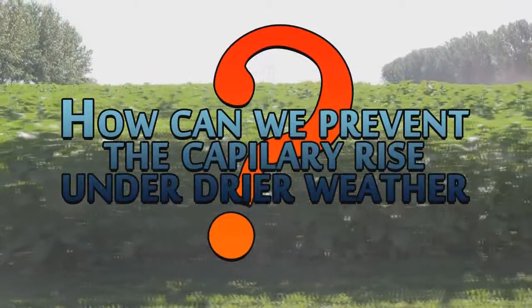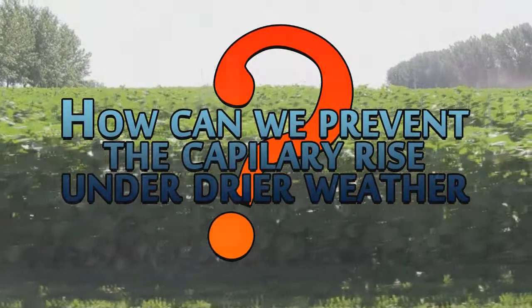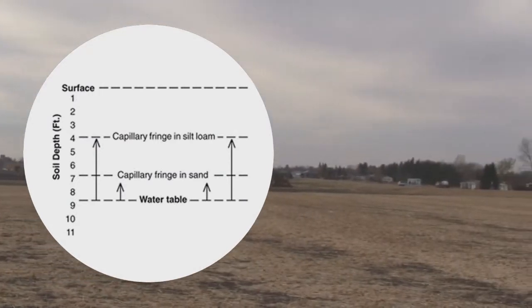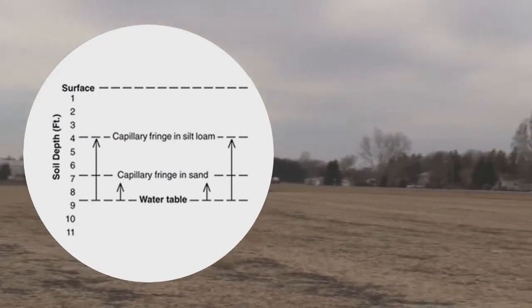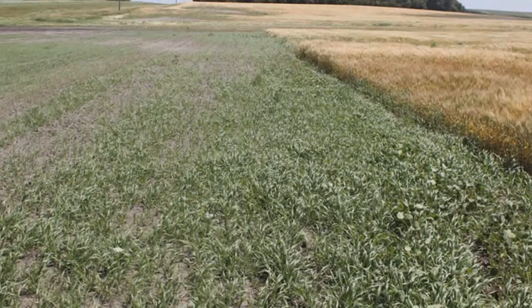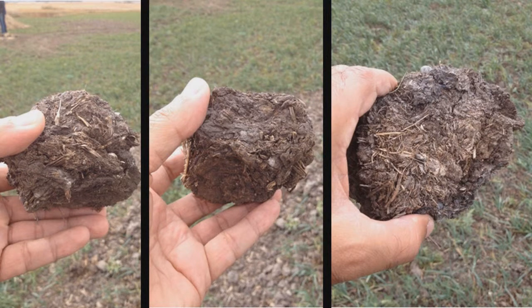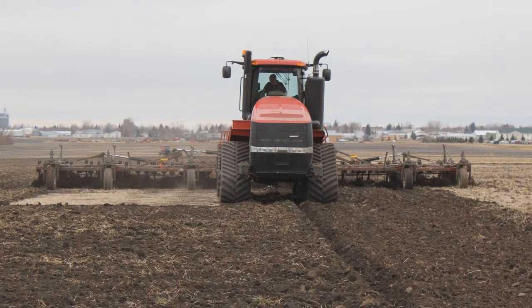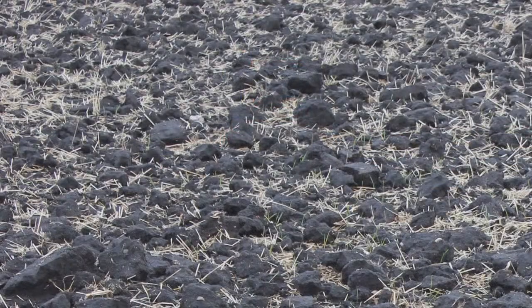How can we prevent the capillary rise under drier weather? To prevent the capillary rise of groundwater in drier weather, we need to preserve the surface soil moisture as long as possible. This can be achieved by planting cover crops, mulching of surface soil with plant residues or manure, and by not exposing the topsoil to direct sunlight. So if we don't plan to plant a cover crop, then fall plowing or chisel plowing at deeper depths should be avoided to preserve soil moisture.